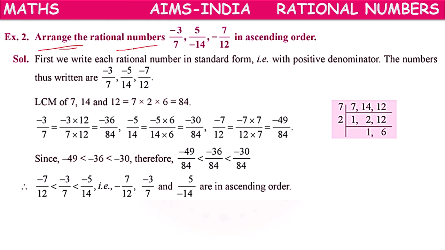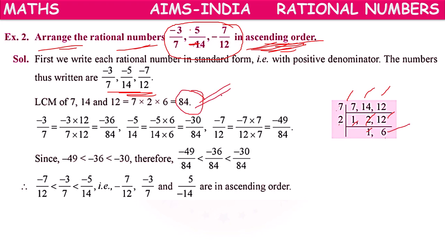Next, arrange the rational numbers in ascending order. We have to arrange 3 rational numbers in ascending order. In the second one, minus is there, so we can simply send it up. Minus 5 by 14. The denominators are 7, 14 and 12. 7 1 times, 2 times; 12 is not divisible by 7 but divisible by 2, 2 1 times, 6 times. 7 2 times 14, 14 6 times 84. 84 is the LCM.